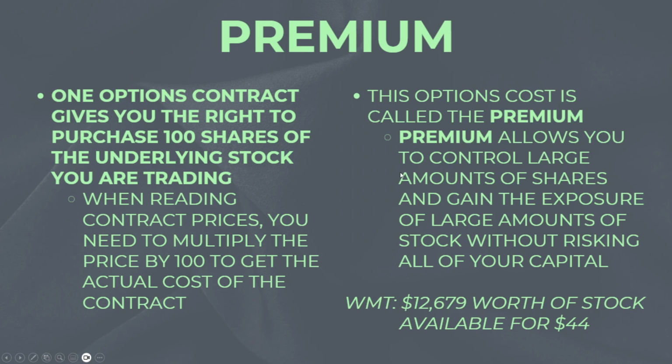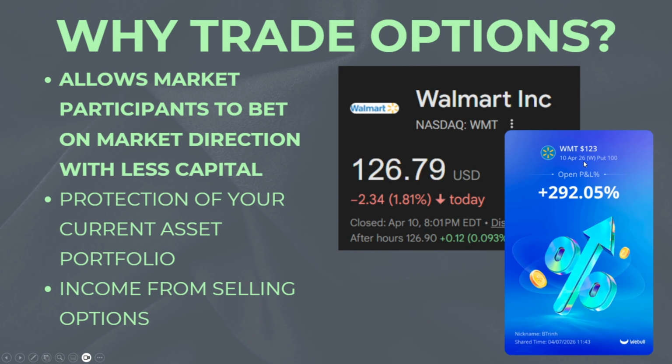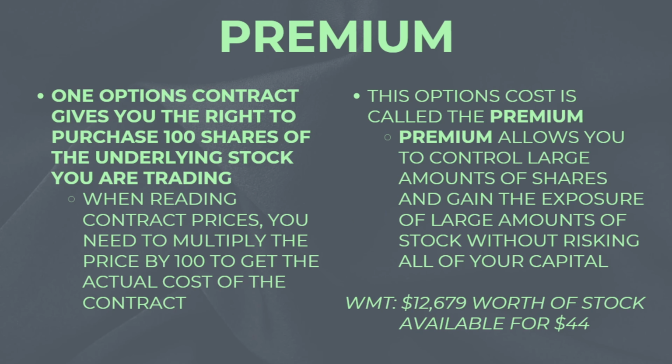Okay. So going back to premium. When we're reading contract prices, you need to multiply the price of that options contract by 100 to get the actual cost of the contract. In many cases, Bao will say, hey, I want to buy these Walmart 123 puts at 23 cents. What that actually means is it's $23, because you have to multiply it by 100, since that options contract is giving you the right to purchase 100 shares of that stock. So every time you see that premium, you need to multiply it by 100 in your head to get the actual cost of that options contract.